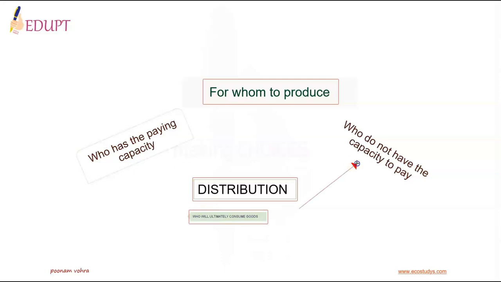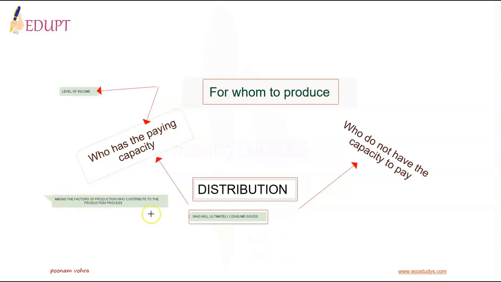That is, whether to produce more goods for poor and less for rich, or more for rich and less for poor. Since the resources are scarce, no society can satisfy all the wants of its people. Thus, a choice arises. So, goods are produced for those who have the paying capacity. The paying capacity depends upon the level of income. It means this problem is concerned with distribution of income among the factors of production who contribute to the production process.